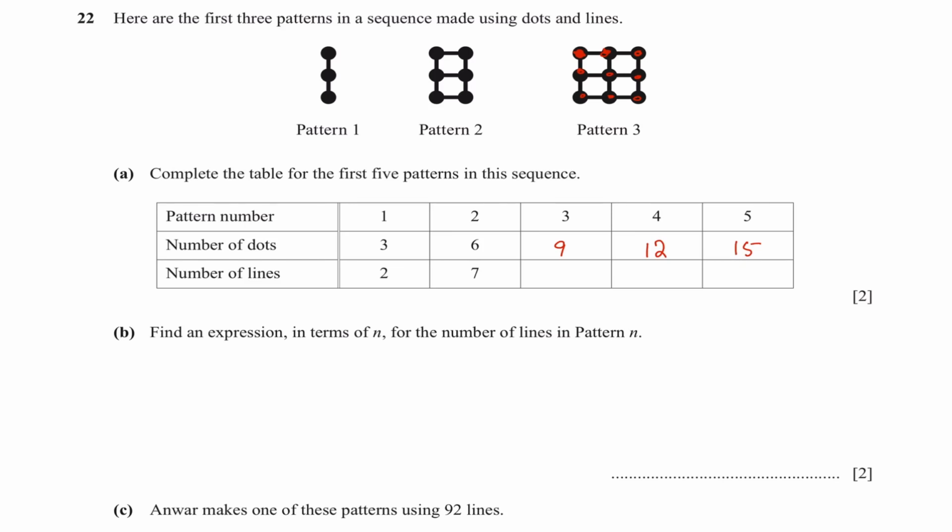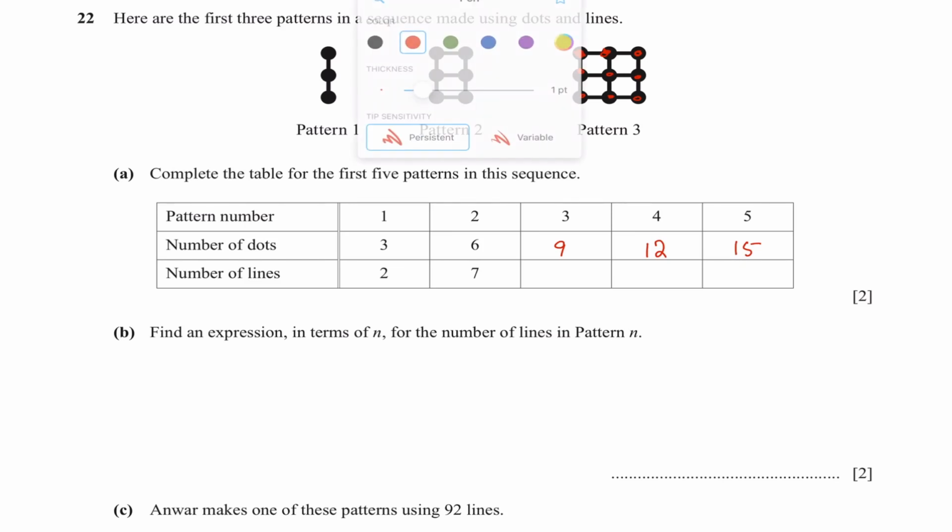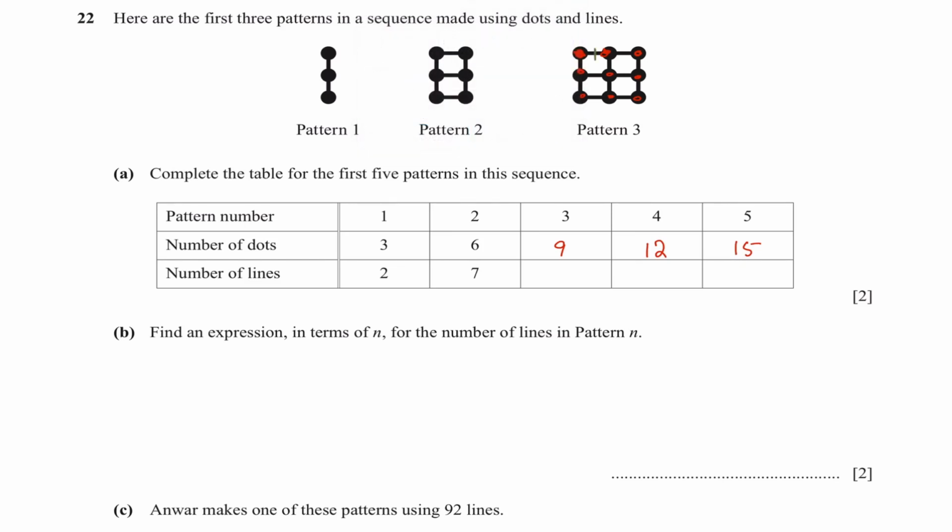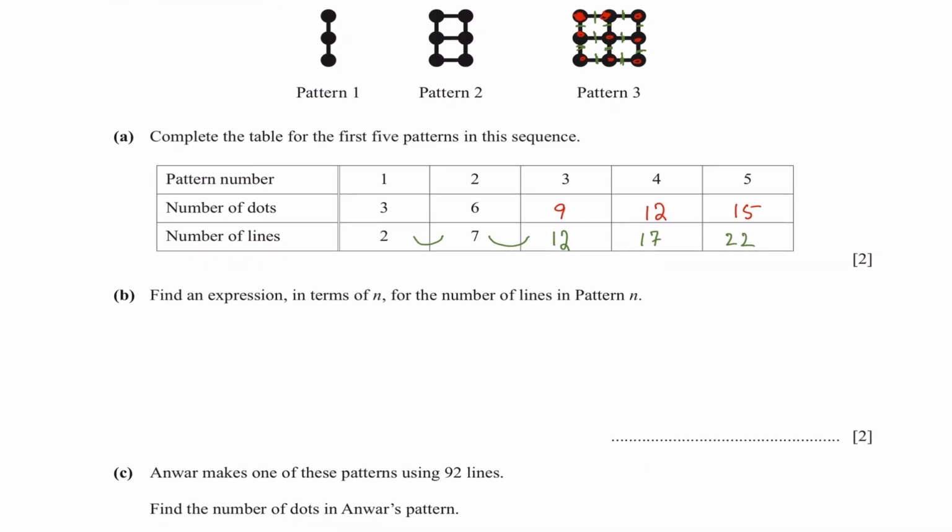Now let's talk about the number of lines. Let's change the color for that. So we have 1, 2, 3, 4, 5, 6, 7, 8, 9, 10, 11, 12. So we have 12 lines in pattern number 3, and if we continue the same pattern, which is a difference of 5, so we're going to have 17 in this one, and then we're going to have 22 in this one in pattern 5. Find an expression in terms of n for the number of lines in pattern n.